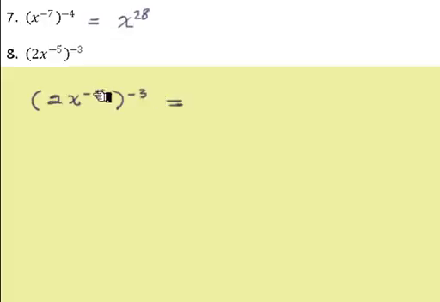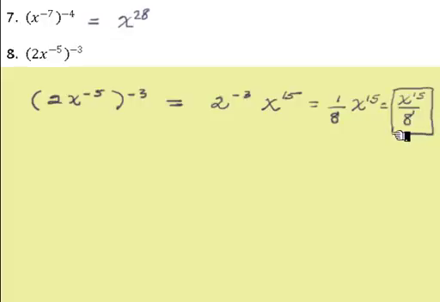I will raise everything in parentheses to the -3. So we have 2 to the -3, and here x to the -5 to the -3. We will multiply these exponents and get x to the +15. So that's equal to 1/8 times, that's 2 to the -3 is 1/8 times x to the 15. Or I guess most people would write this as x to the 15 over 8. All right, so that's one way of doing this.